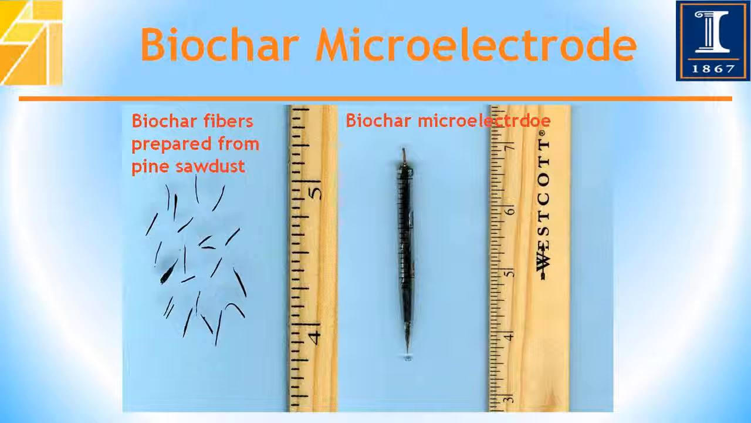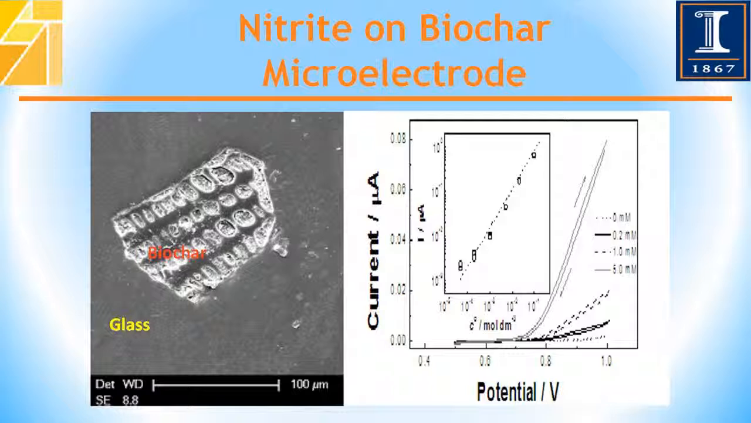We produce a very simple microelectrode, the biochar microelectrode. We simply seal biochar fiber into glass. We can see the biochar is well sealed into glass. The biochar microelectrode shows good responses to nitrite. Increasing the nitrite concentration clearly increases the current.